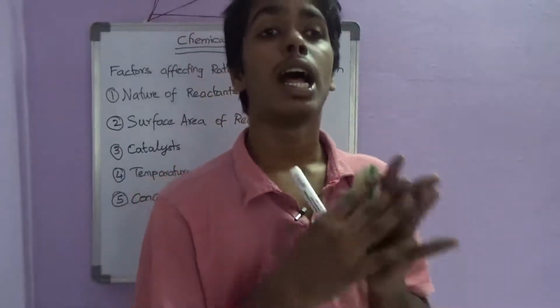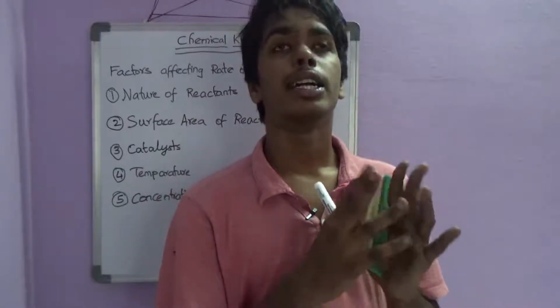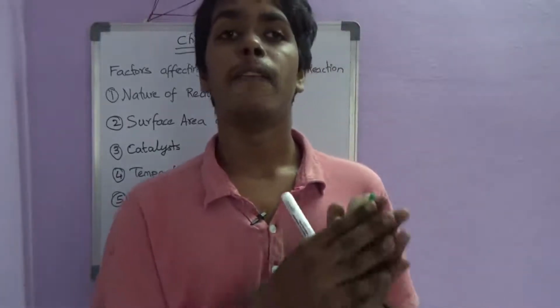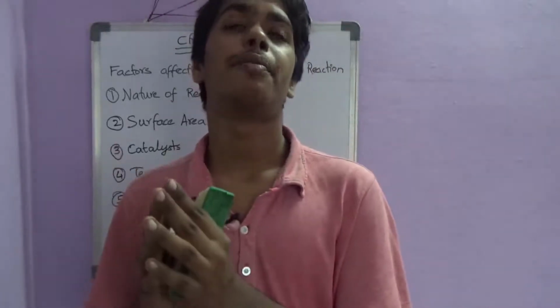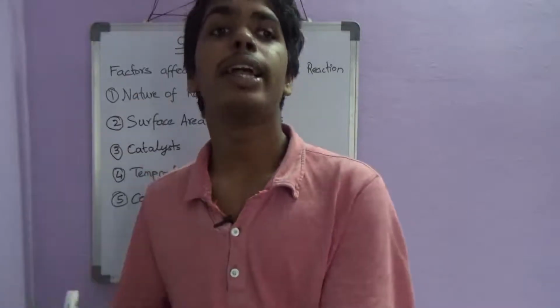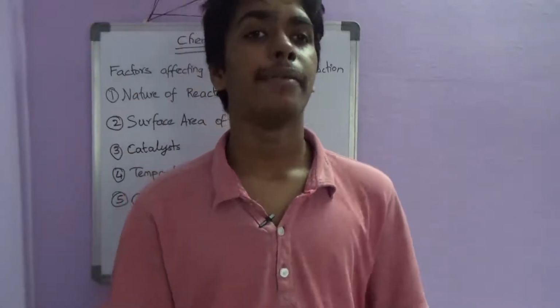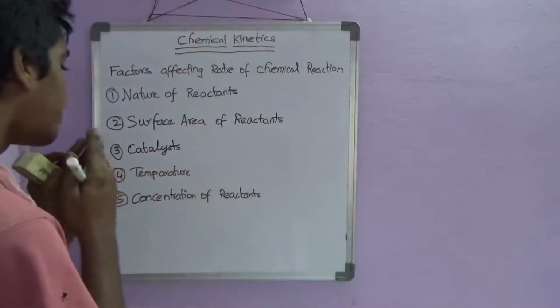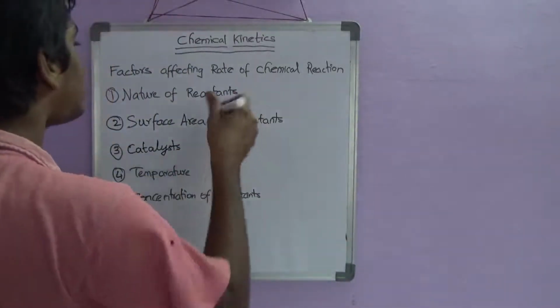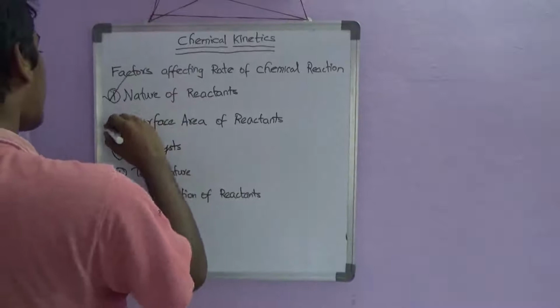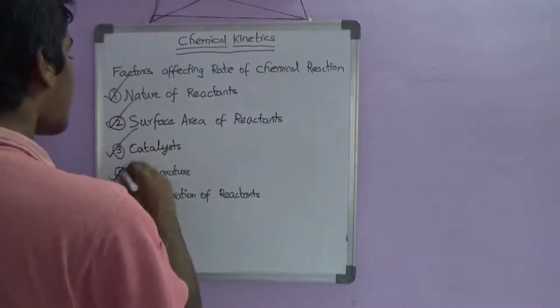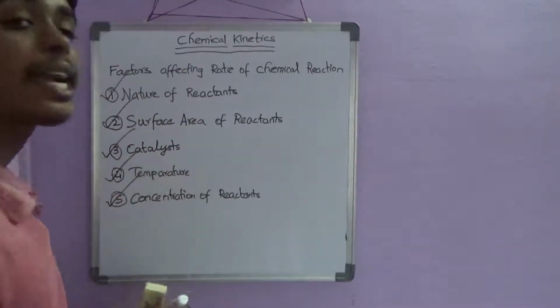If we take 10 grams of water and 50 grams of sugar, it will dissolve in a longer time. So the rate of reaction depends upon the nature of the reactants, surface area of the reactants, catalyst, temperature and concentration of the reactants.